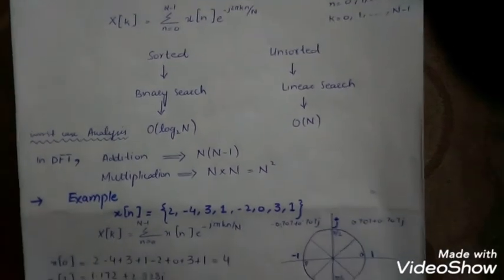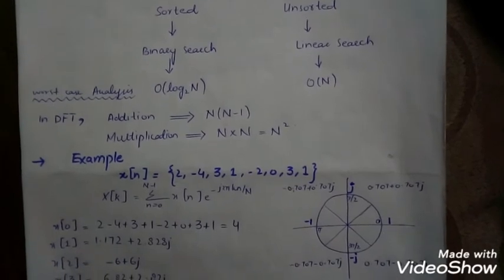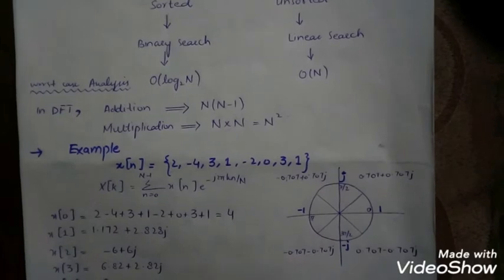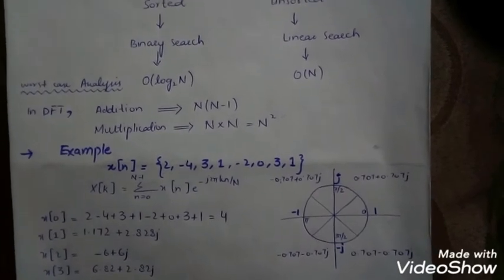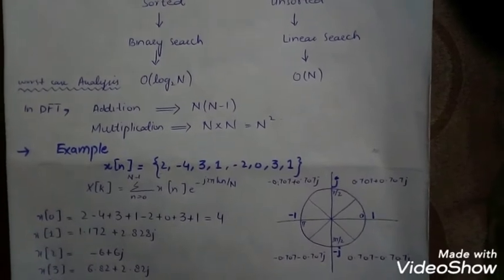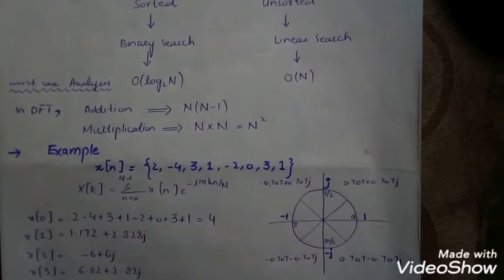Here is an example of FFT where the signal is x of n. x of n is equal to 2, minus 4, 3, 1, minus 2, 0, 3, 1. The formula of FFT is X of k is equal to the summation from n equals 0 to N minus 1 of x of n times e to the power minus j 2 pi k n over N.